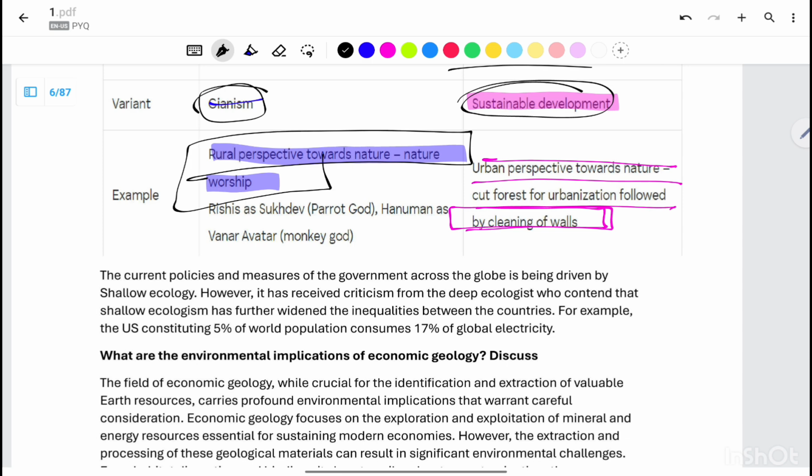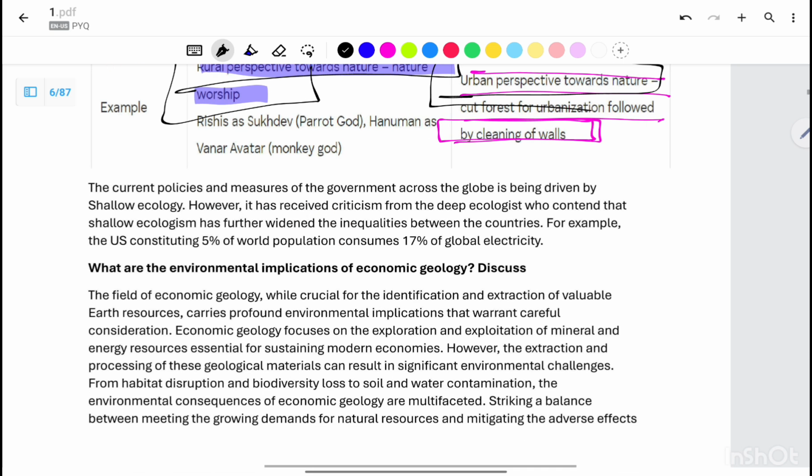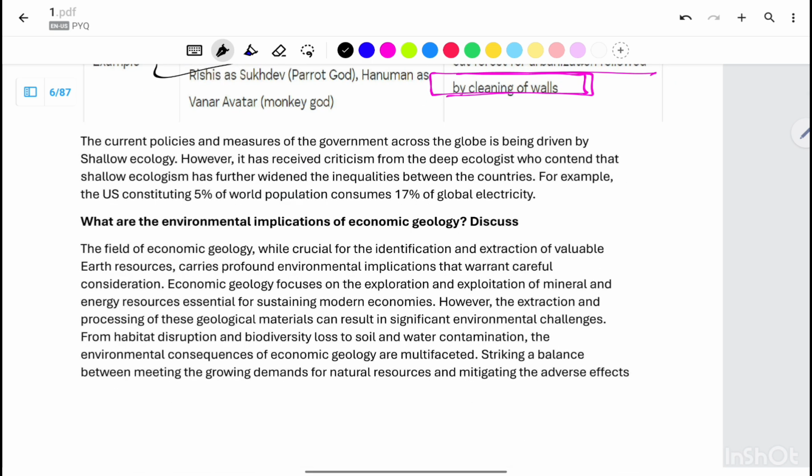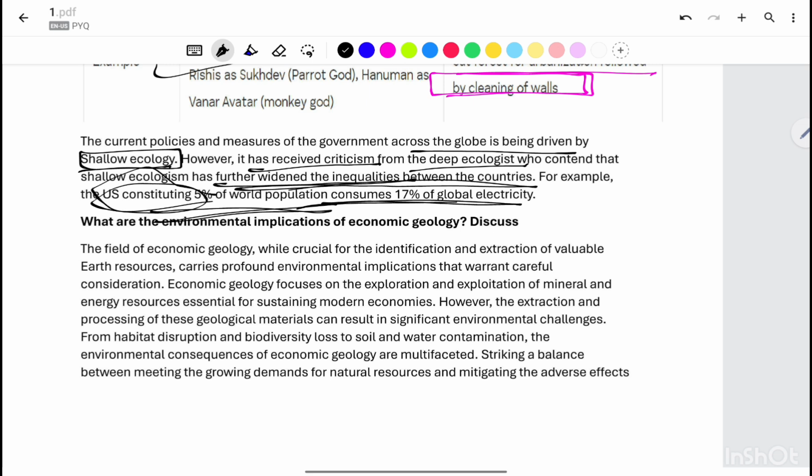The current policies and measures of governments across the globe are driven by shallow ecology. However, it has received criticism from the deep ecologists, who contend that shallow ecologism has further widened the inequalities between countries. The US, constituting 5% of the world population, consumes 17% of the global electricity.